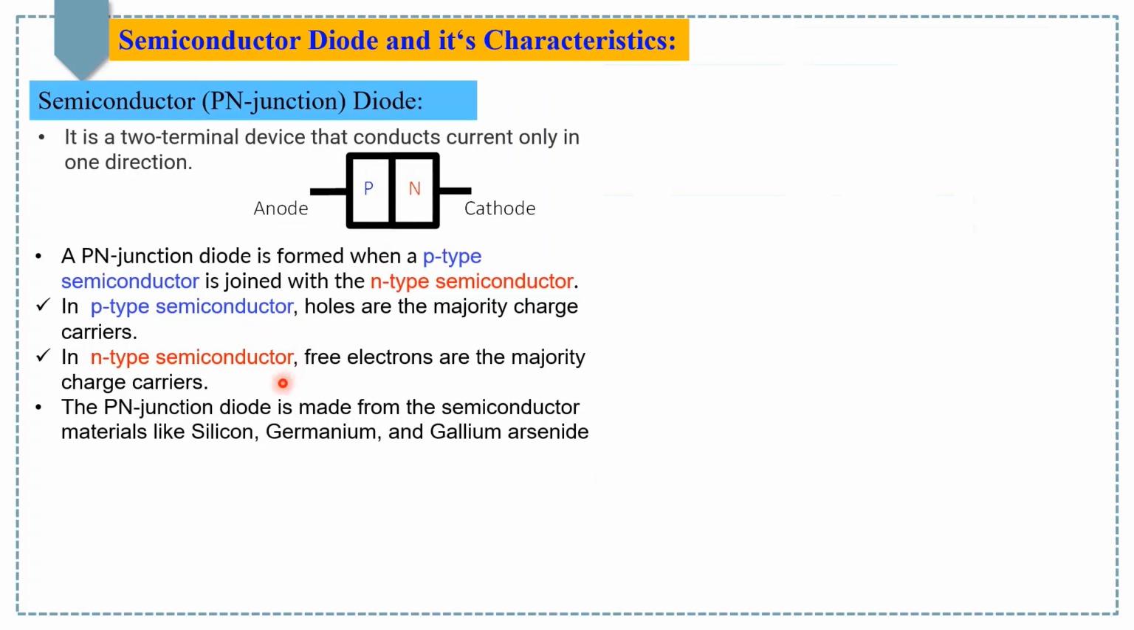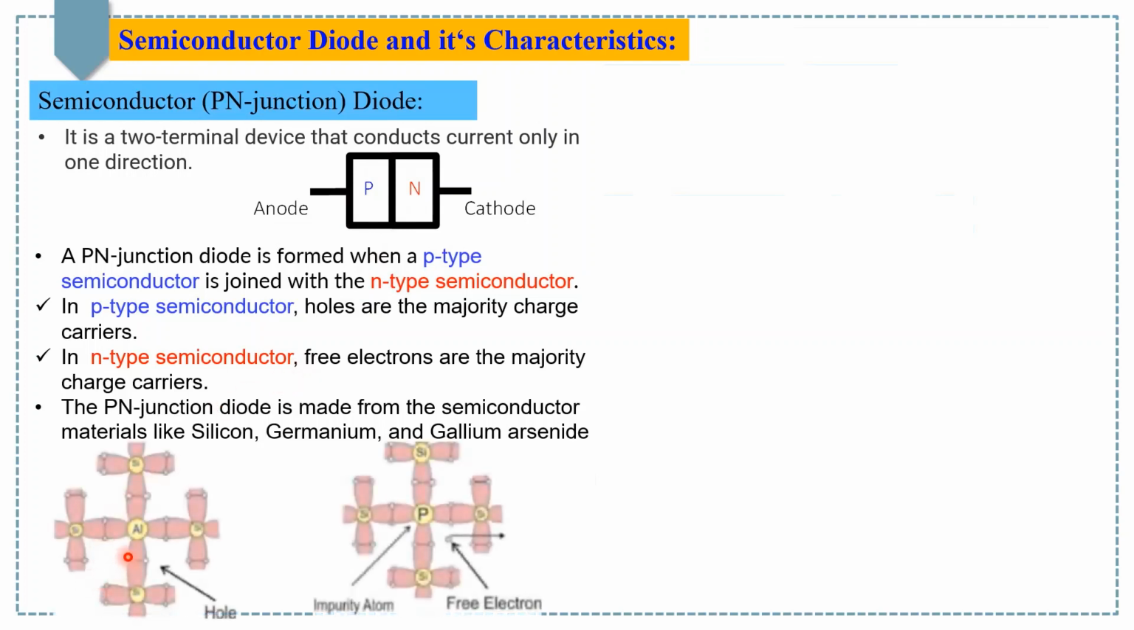In case of trivalent impurity, the valence electrons of the impurity atom form covalent bonds with three neighboring silicon atoms, but one missing electron leaves a vacancy behind, and that vacancy is called a hole. In case of pentavalent impurity, four electrons of the impurity atom form covalent bonds with four neighboring silicon atoms, and the fifth electron acts like a free electron, contributing to conductivity.